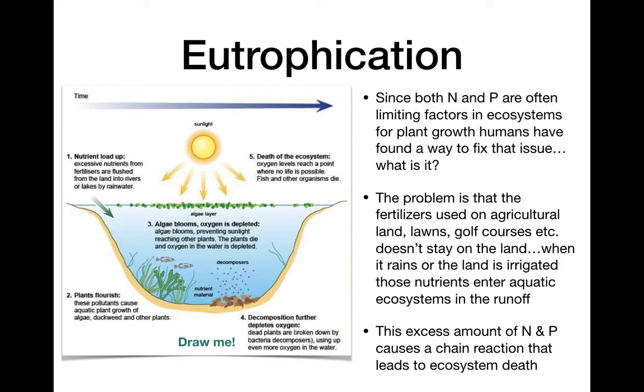Not a good cycle. And what happens eventually, if this doesn't get fixed quickly enough, is that this leads to ecosystem death. Oxygen levels get so low that fish can't live in the water. Fish breathe in dissolved oxygen in the water. They can't breathe. Other organisms die. The entire thing just dies.